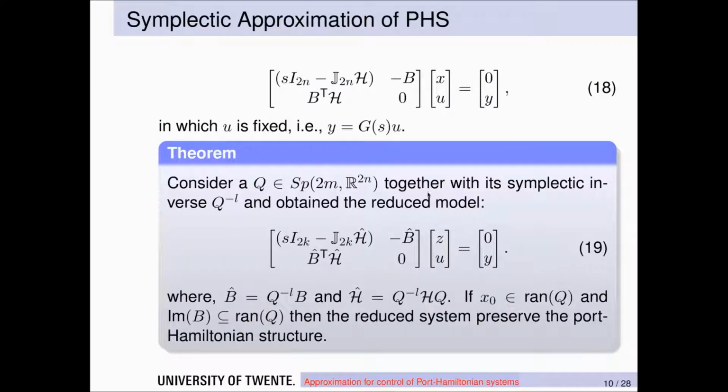Now, equation 18. We can see the transfer function of the Port-Hamiltonian system as the solution of this equation, where I consider that dissipation is 0. Then if we choose a symplectic mapping from 2n to 2m, and if the empirical data is in this range, and B is also in this range, then we can say that this reduced system preserves this Port-Hamiltonian structure.